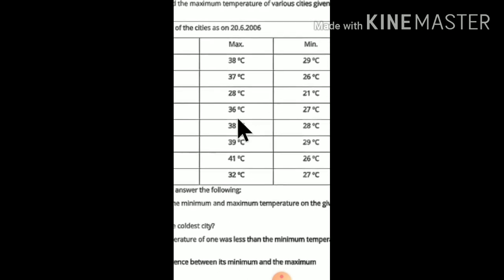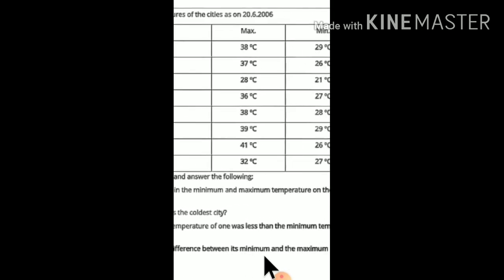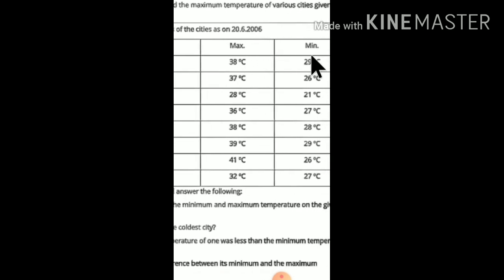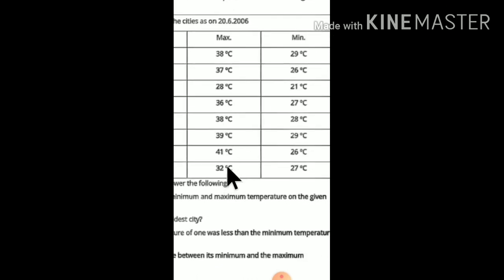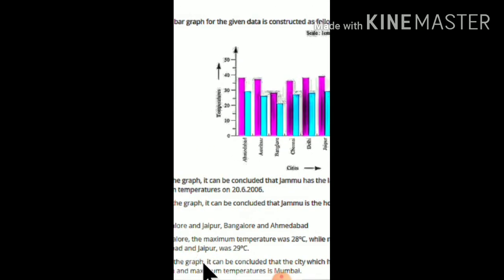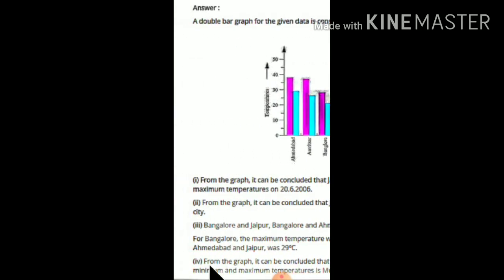Okay. Now fourth question, name the city which has the least difference between its minimum and maximum temperature. Okay. So which is the city having the less difference? Difference means we have to subtract these two in all. So Mumbai. Mumbai is having the least difference. Maximum is 32 degrees C, minimum is 27 degrees C. So the difference between the two is only 5 degrees C. So from the graph it can be concluded that the city which has the least difference between its minimum and maximum temperature is Mumbai.